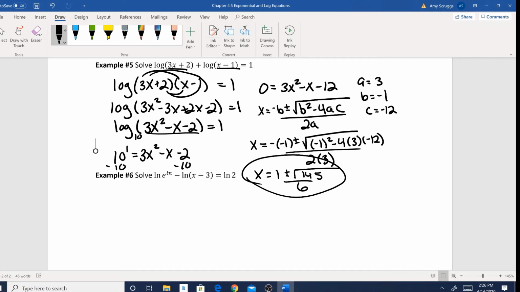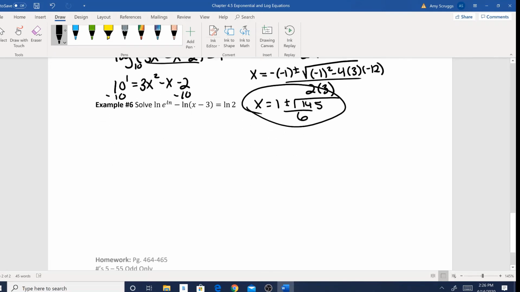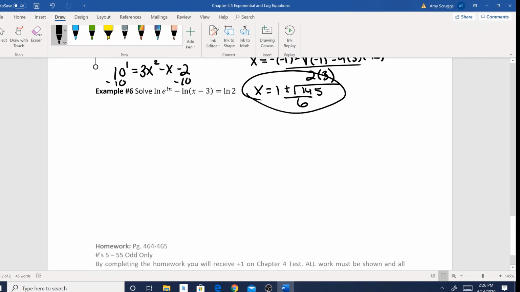Now, let's keep going here and see what this next problem has in store for us. Oh, this is a fun one, right?